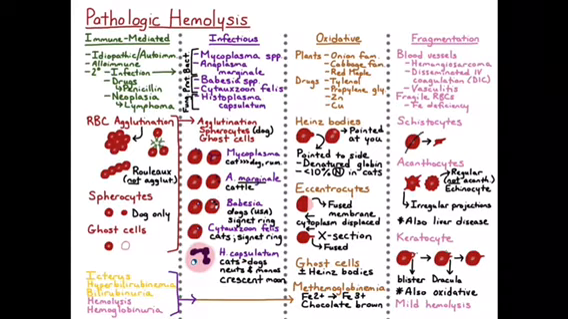So that's it for fragmentation hemolysis. It's usually a disease of the blood vessels or fragile red blood cells. The most specific change you see is schistocytes, but you can also see acanthocytes and keratocytes.